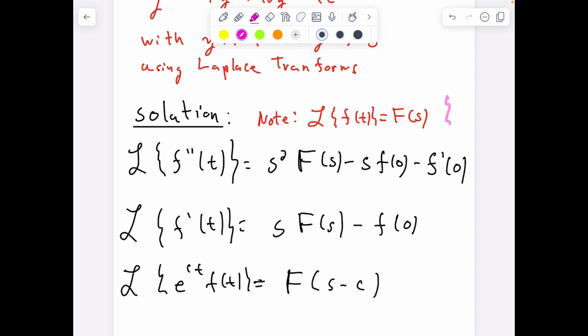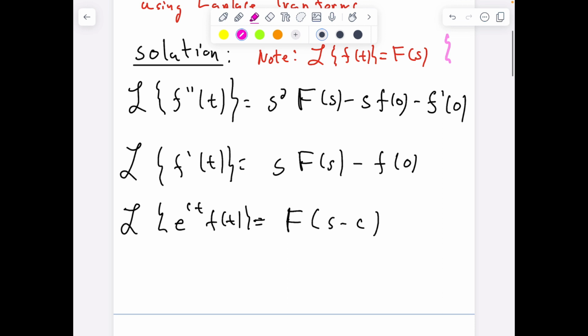The Laplacian of a second derivative, L of f double prime of t, equals s squared capital F of s minus s lowercase f of 0, which is the function, minus lowercase f prime of 0. L of f prime of t, so the Laplacian of the derivative, is equal to s times capital F of s minus lowercase f of 0. And finally, the Laplacian of e to the c t times f of t equals F of s minus c, and that F is the Laplacian of your function, but shifted by c units, okay?